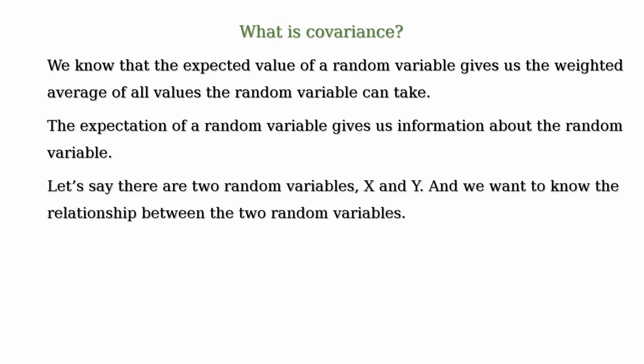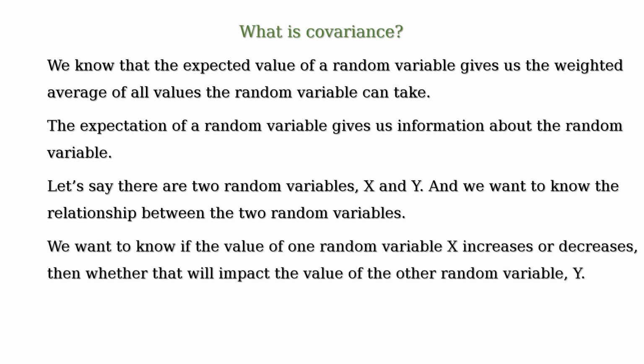Now, let's say there are two random variables x and y, and we want to know the relationship between the two random variables. In other words, we want to know if the value of one random variable x increases or decreases, then whether that will impact the value of the other random variable y. To know that, we use covariance.